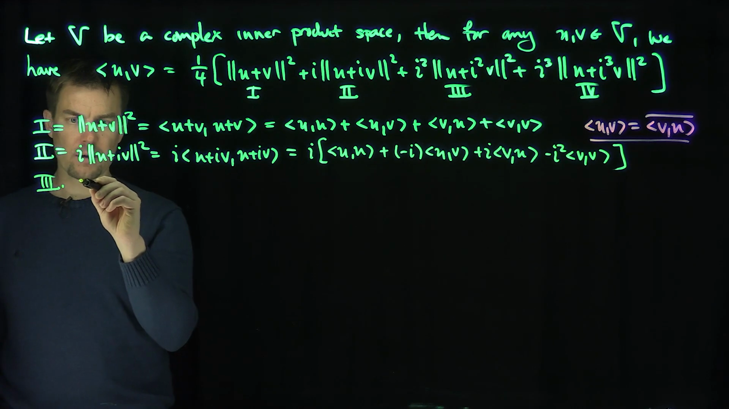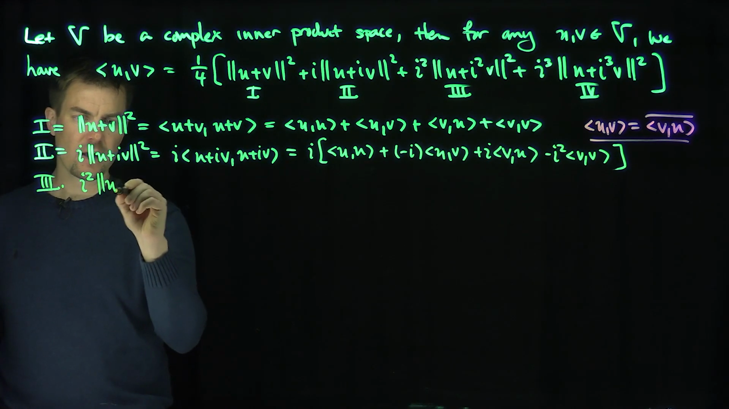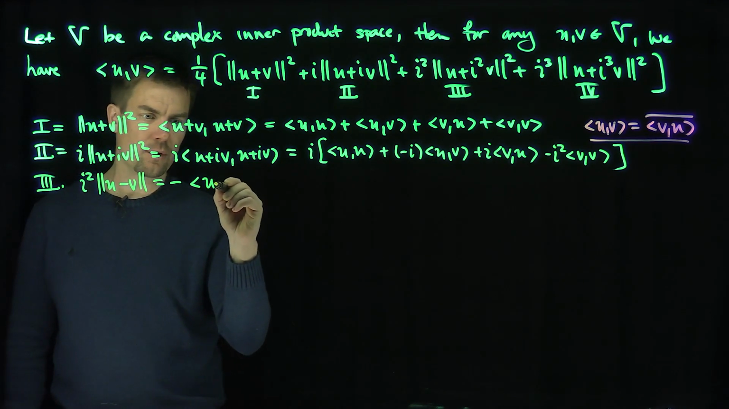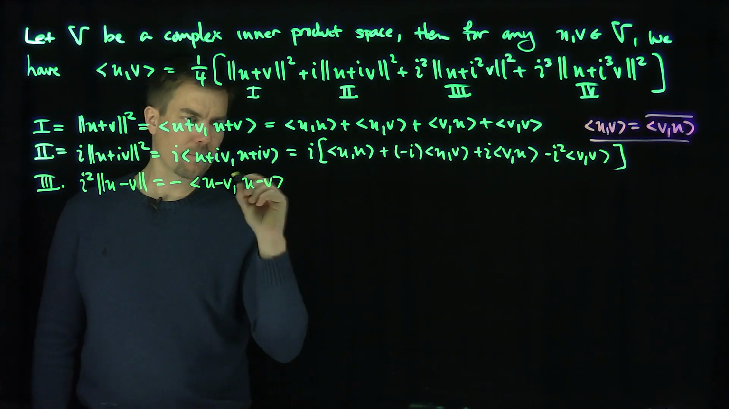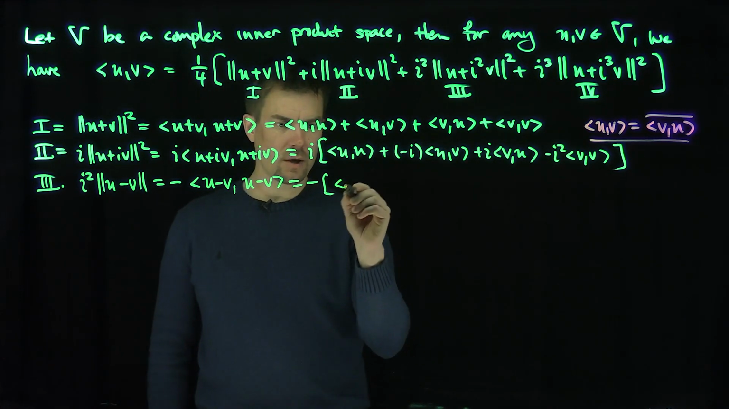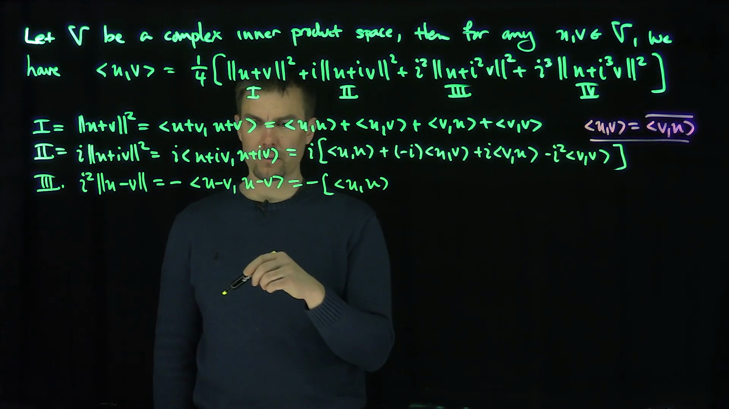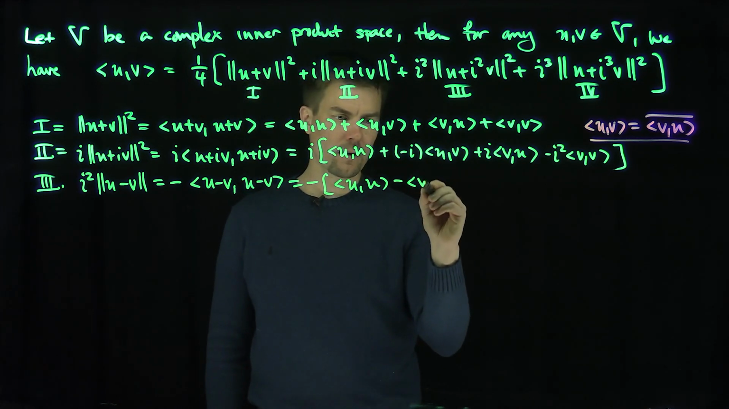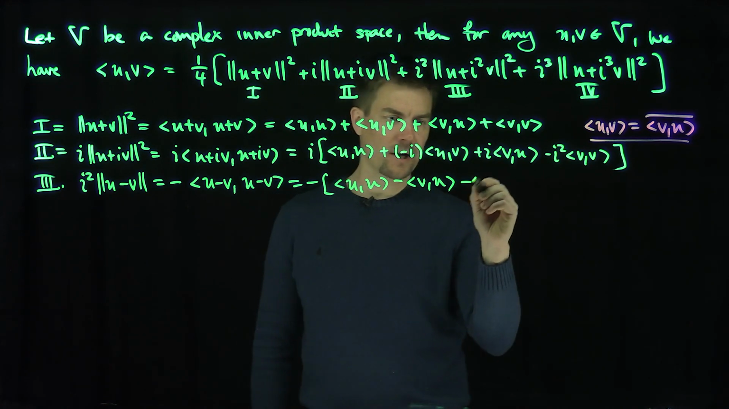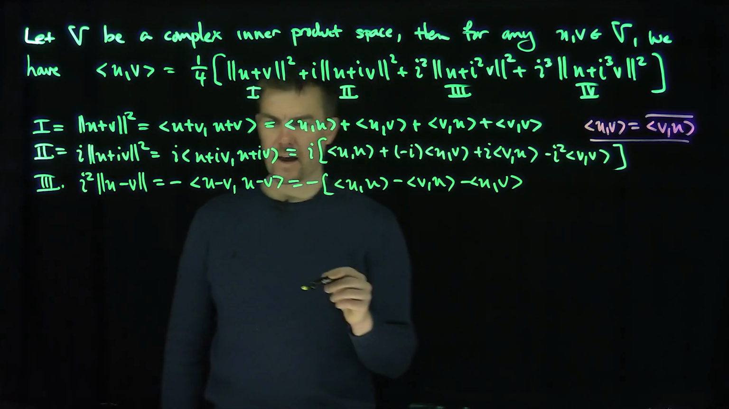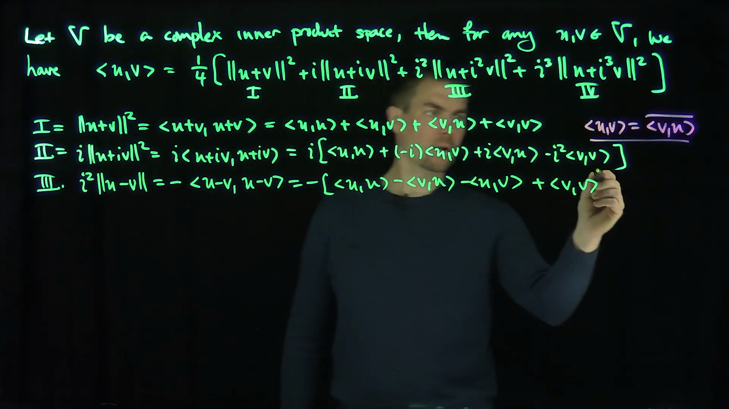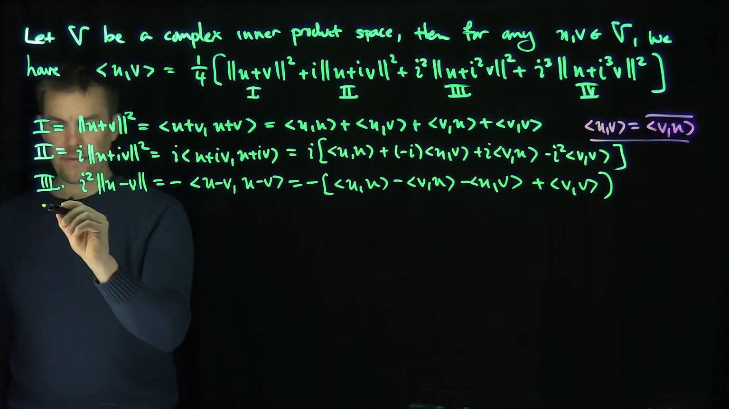3 is going to be i squared, which is -1, obviously. Then I'm just going to write U minus V because that's what it really is. So this is going to be a negative of the inner product of U minus V with U minus V. It's a total negative of UU, which is of course just the norm of U squared, then a minus VU, then a minus UV, and then a plus VV. Good. All right, and then finally 4.